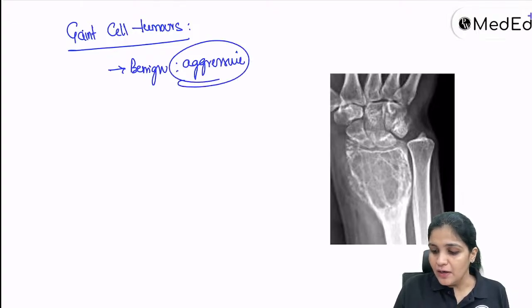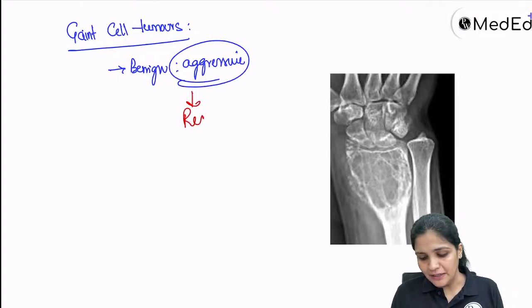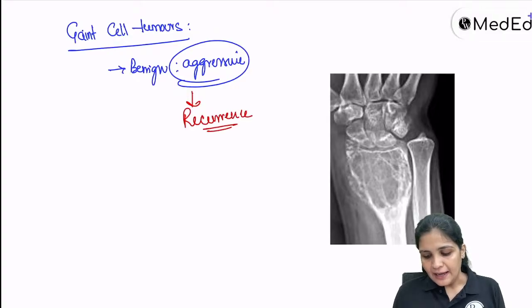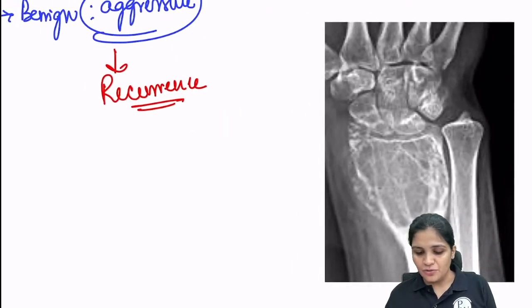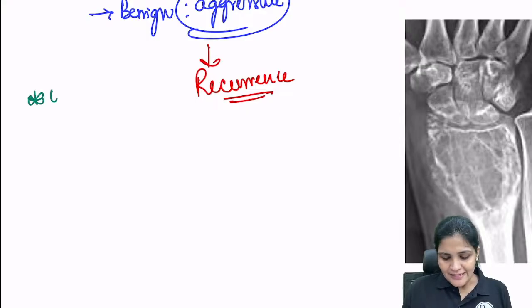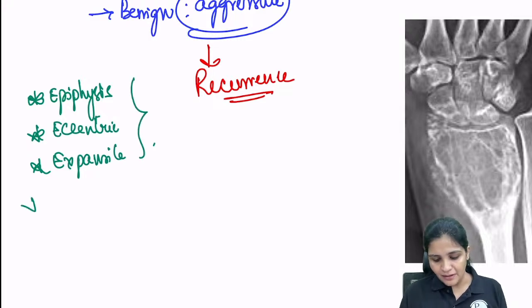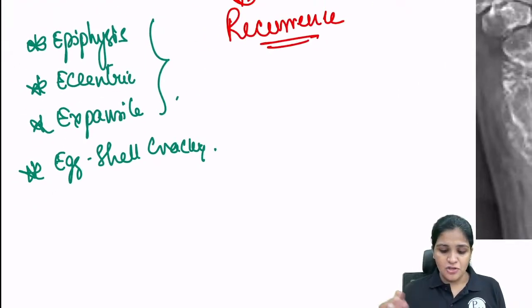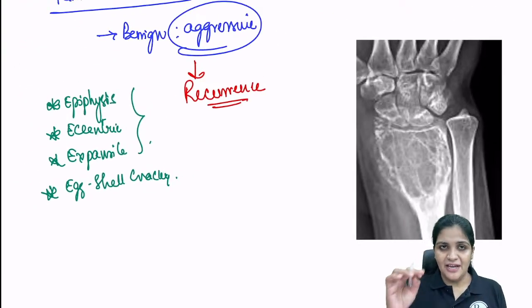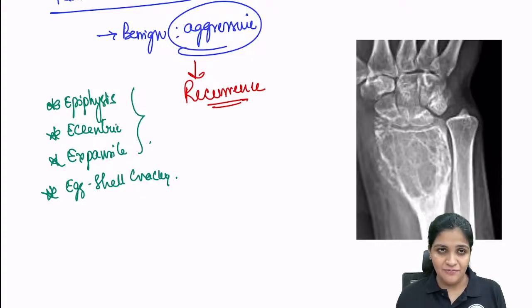So why is it called aggressive? The aggressive nature is mainly because of its recurrence. And I know you know everything about this osteoclastoma, all the E's. So this is epiphyseal in origin, eccentric, expansile. So these are the three E's which I want you all to remember. The eggshell cracking, not very, very important, not to waste your space in the brain. So just remember epiphyseal, eccentric, expansile. This is very, very important. This you have to remember, right?